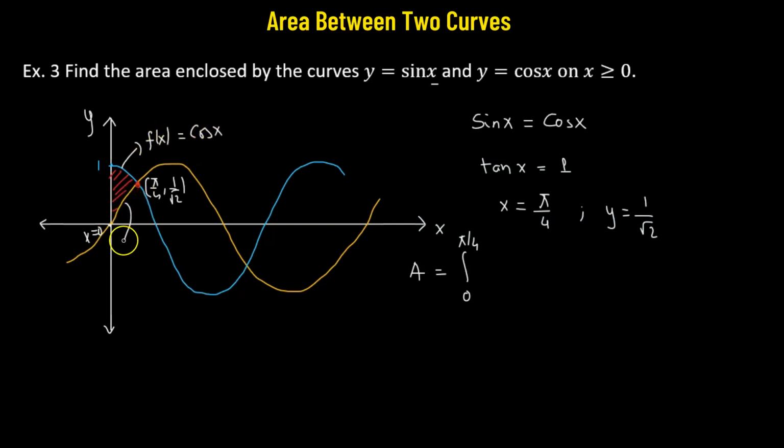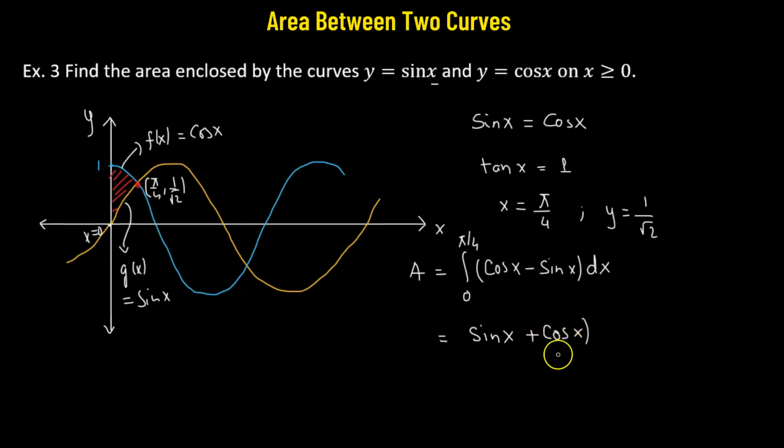And the curve below it, let's call it g of x, and this is going to be a sine function. So f of x minus g of x is simply cosine of x minus sine x, and then we integrate it with respect to x. Integration of cosine x gives us the sine function. So we have sine of x minus the integration of the sine function, which gives us negative cosine of x, so this will become positive cosine of x.